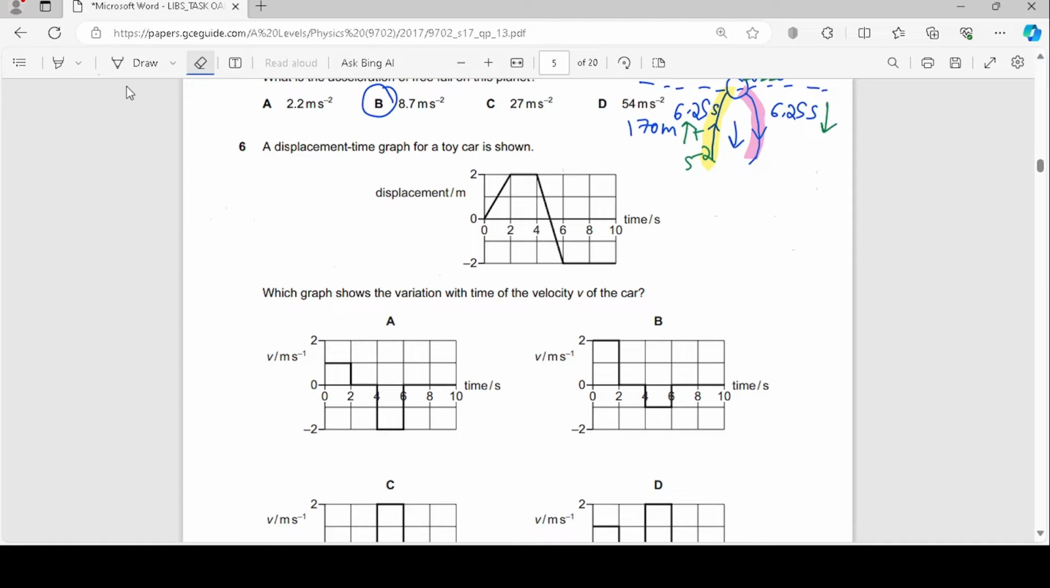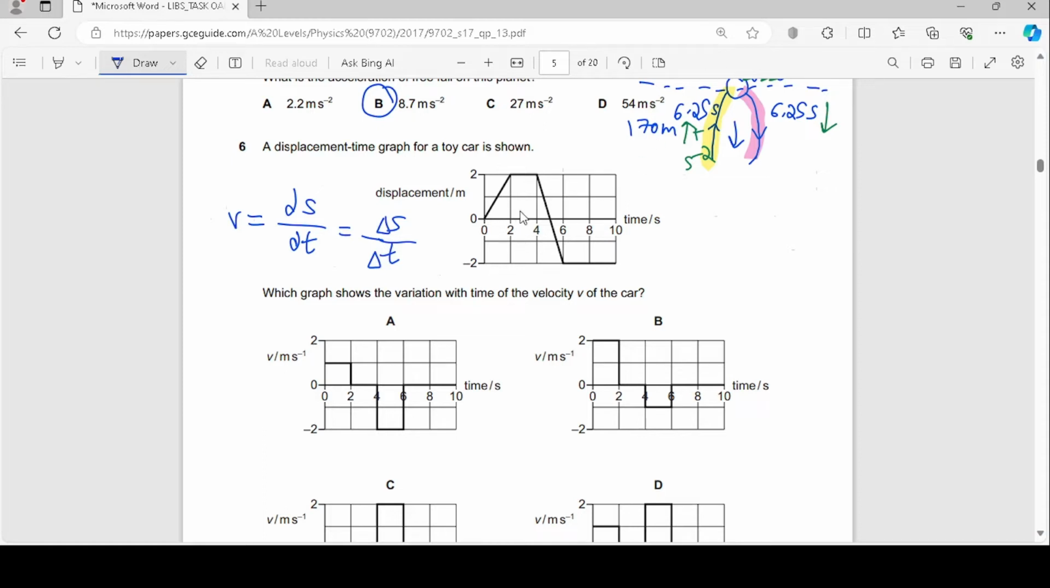Again, as I mentioned before, velocity equals the rate of change of displacement, right? So ds/dt, or you could just simplify it to s over t, but it's the gradient of this graph, right? The gradient of the displacement time graph. Which graph shows the variation with time of the velocity v of the car?